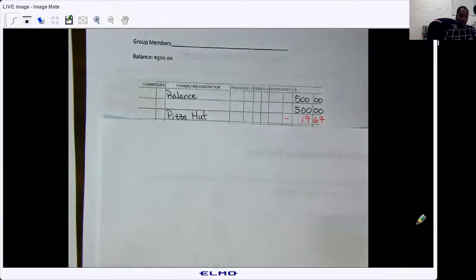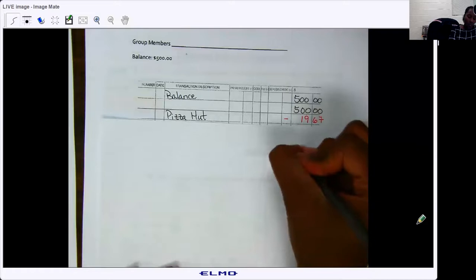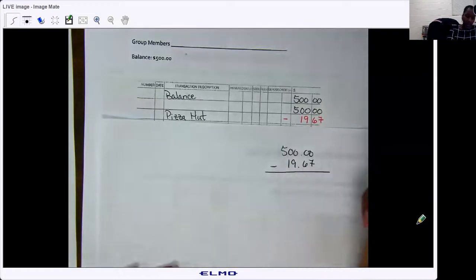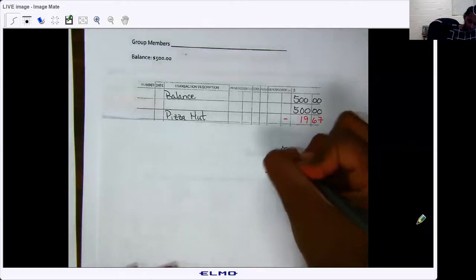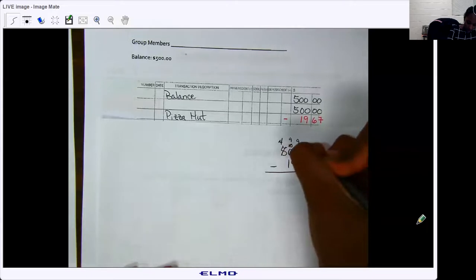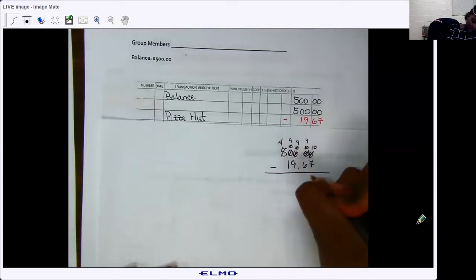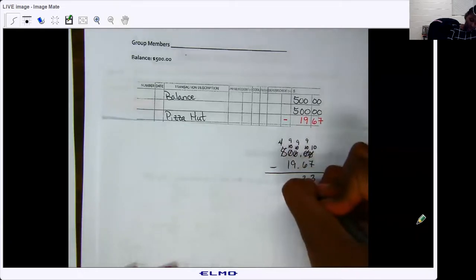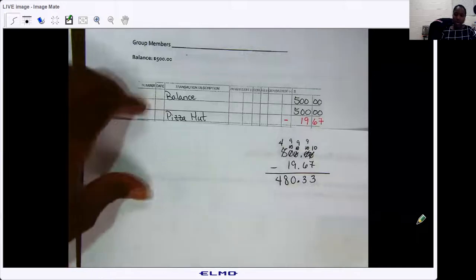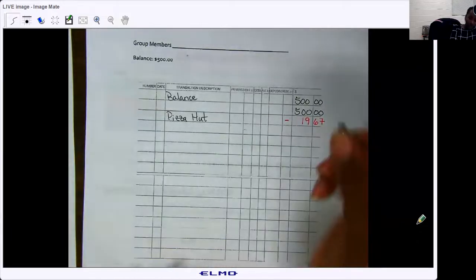We're going to do 500 minus $19.67. I have to do a lot of borrowing here. Borrow, got 10, borrow, got 10, borrow, got 10, borrow, got 10. Okay, 7 from 10 is 3. 6 from 9 is 3. I have a decimal, bring that down. 9 from 9 is 0. 9 from 1 is 8. 4 from 0 is 4. So my new balance is $480.33. So I'm going to put that there.